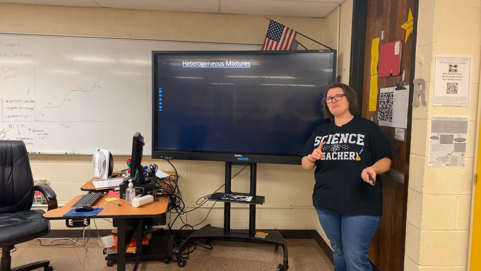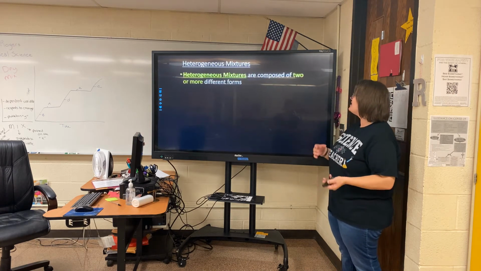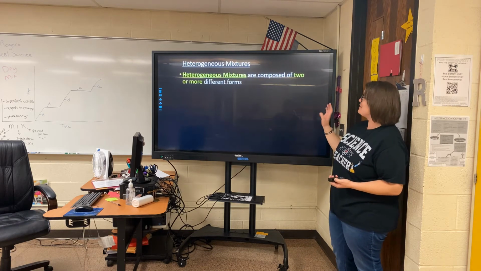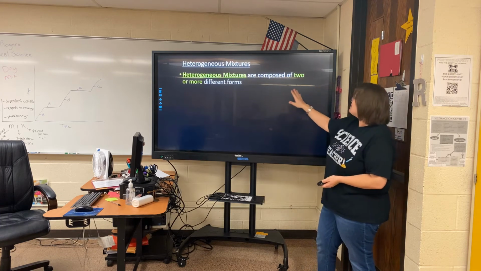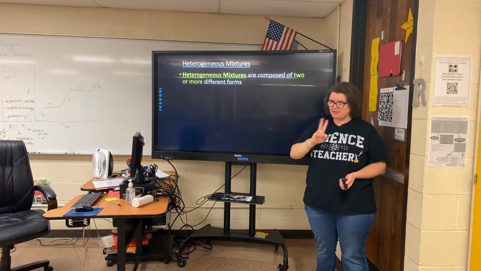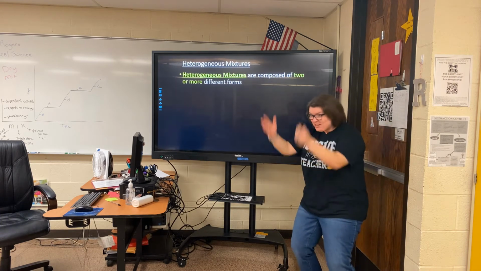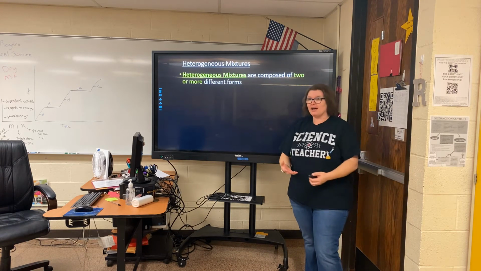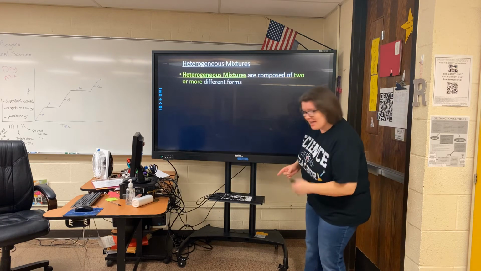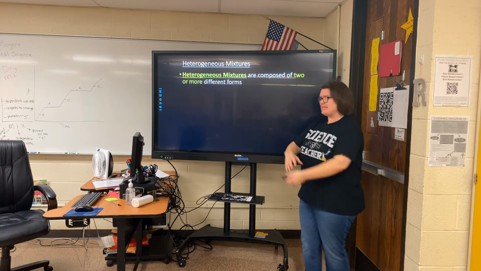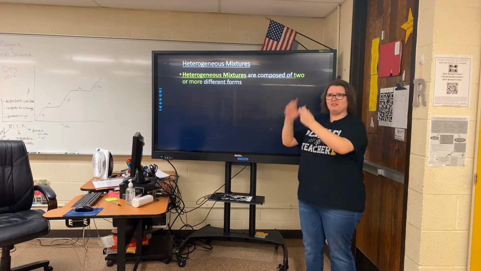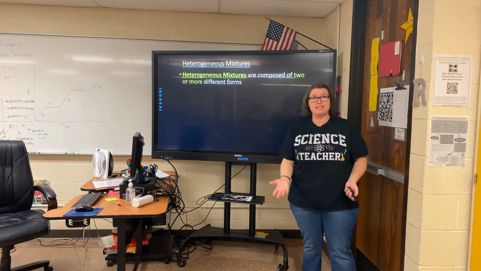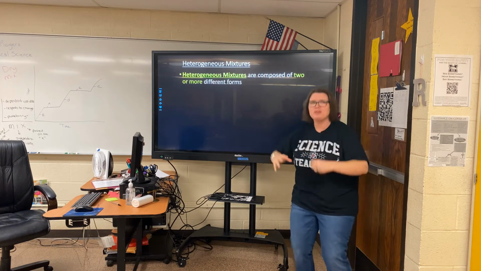Heterogeneous is a little different than homogeneous. Heterogeneous mixtures are composed of two or more different forms. When you look at it, you can tell there's definitely different things throughout it. Maybe we're looking at a bowl of cereal, my favorite cereal, Lucky Charms. You can see the rainbows. You can see the little four-leaf clovers. You can tell there's a difference between them. They don't look like all one. They look like a whole bunch of little things together.